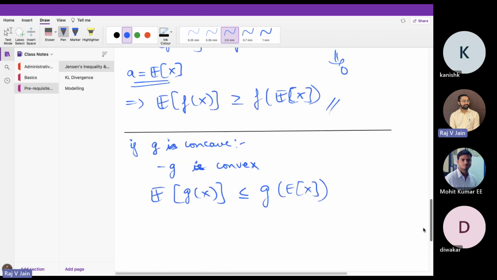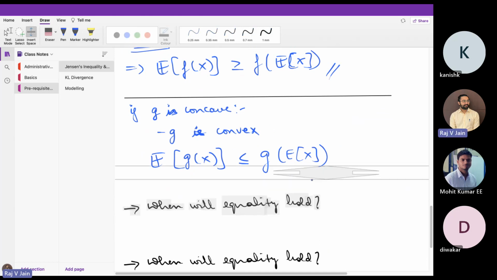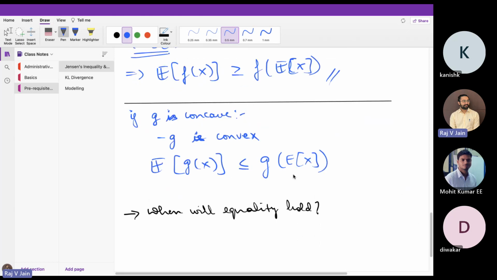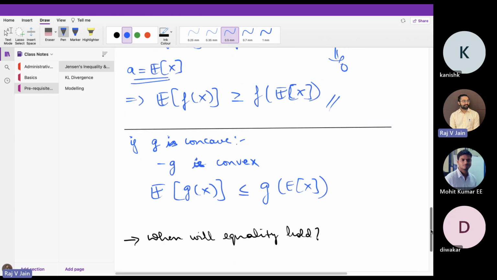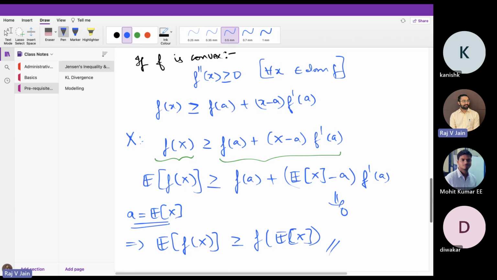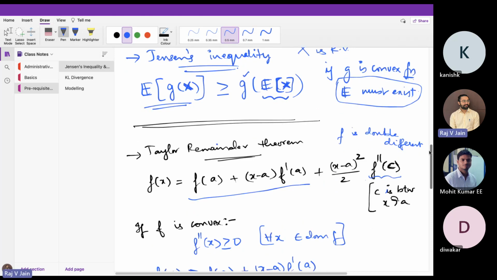Okay, so this is about the Jensen inequality. Now this question of when will equality hold, that is thinking in another sense, but we'll come back to it if we need. Otherwise we'll see if there are other things that we require. So is this clear? Any doubts here? Otherwise we'll move on to the next concept.